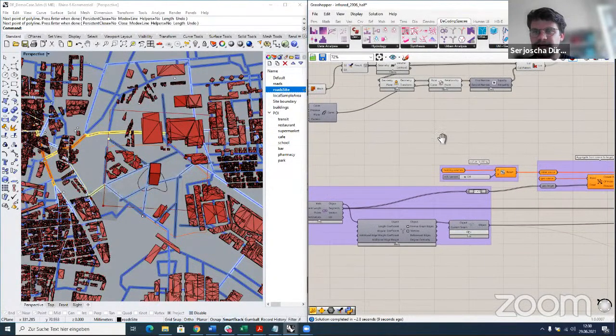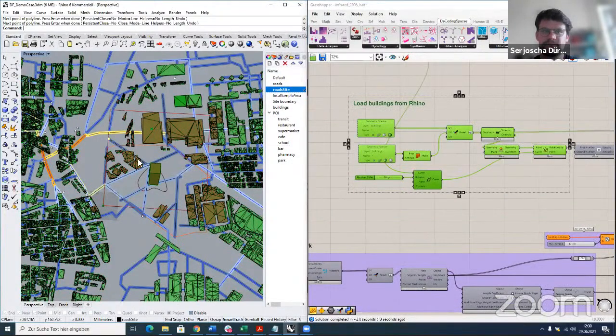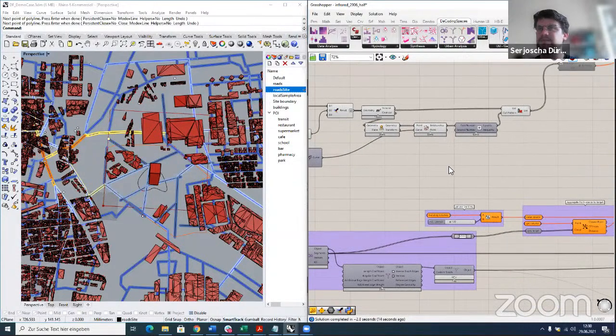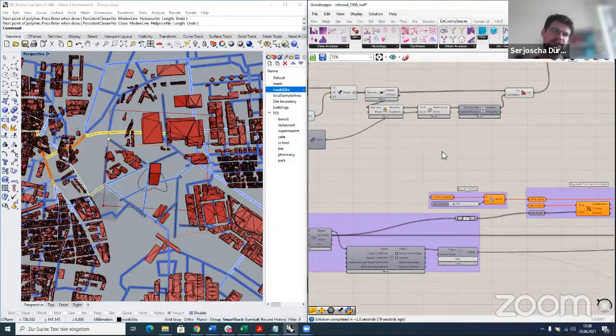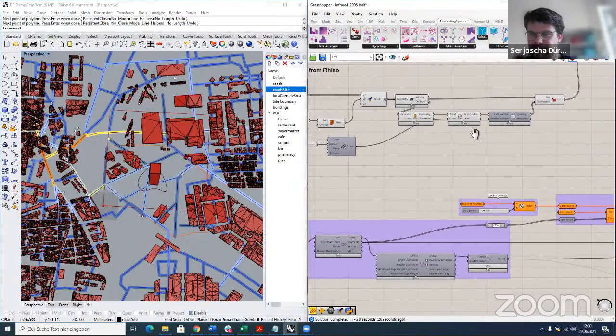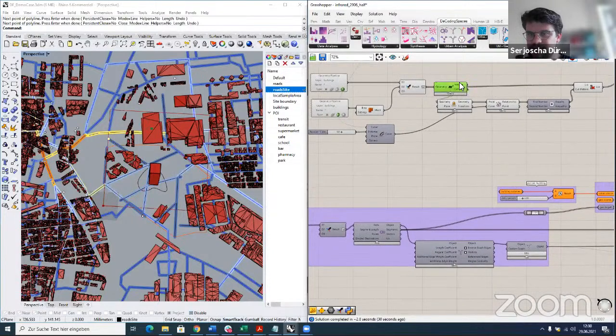Okay. What you can also do here is, this is where we load the buildings from Rhino, right? We can use them as a weight for the centrality analysis. So we say where more people live, this is where more movement is coming from. It's a bit more accurate. And for that, we can go back to this volume. We already computed the building volumes here for all buildings, so we can use this here.